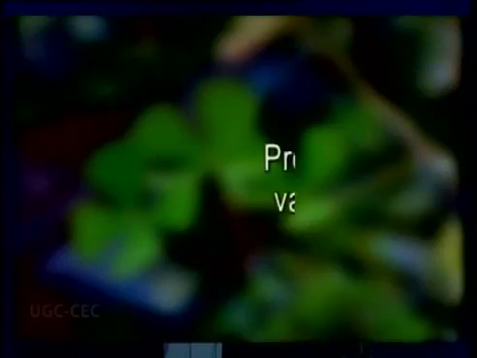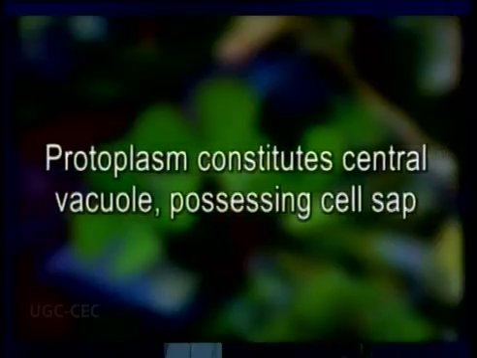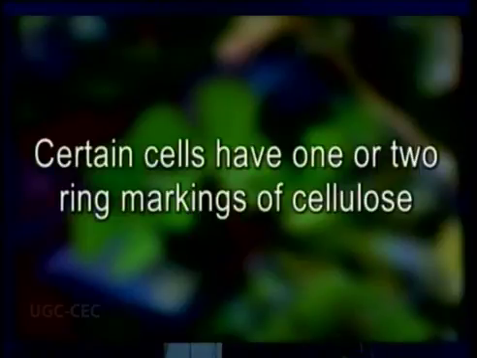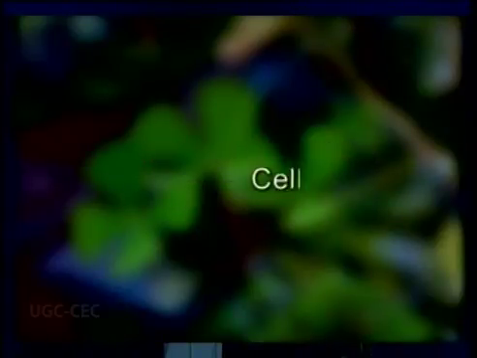Just inside the cell wall there is the cell membrane, and the protoplasm is constituted of a large central vacuole which possesses the cell sap. The protoplasm also contains a large reticulate chloroplast in which a large number of pyrenoids are embedded. A parietal nucleus is also present in the cell. Certain cells in the filament possess ring-like markings of cellulose, 1 or 2 in number. These cellulose markings are known as caps, and the cells containing these caps are known as cap cells.